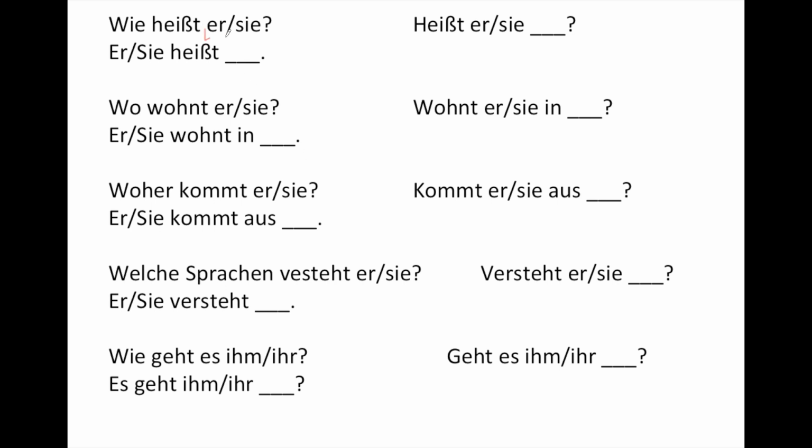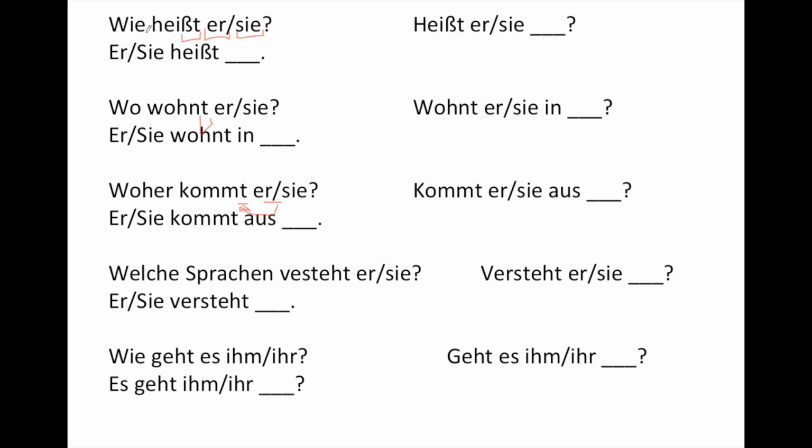So far we've been talking about I and you as our subject, but if we're reporting about other people, then we'll need third-person personal pronouns, er and sie. Er means he, and sie means she. And in this case, you'll notice that we have a -t ending on all of these verbs. Wie heißt, wo wohnt, woher kommt. So here we have the er and the sie triggering a -t ending.